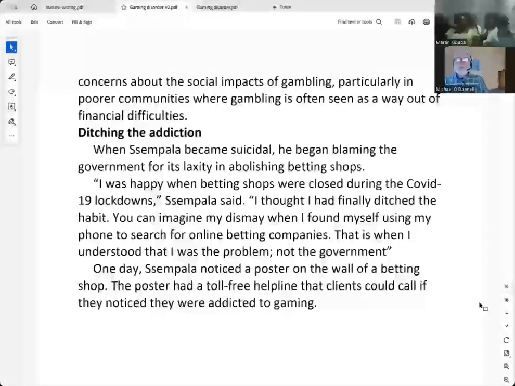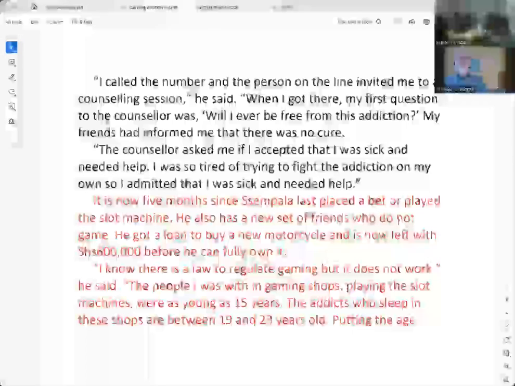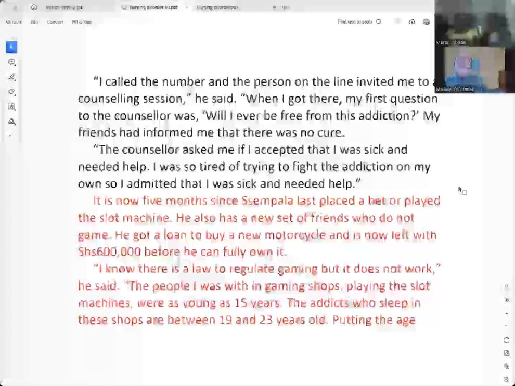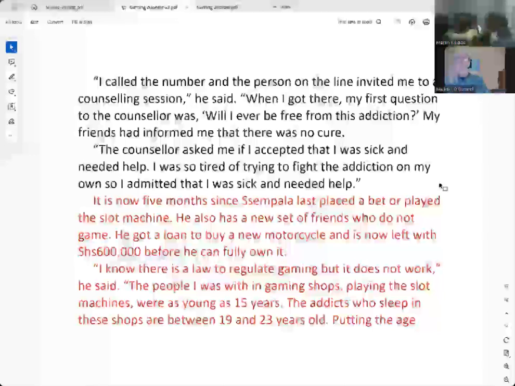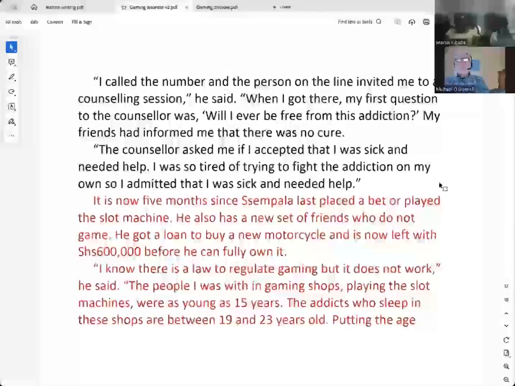One day, he noticed a poster on the wall of a betting shop. The poster had a toll-free helpline that clients could call if they noticed they were addicted to gambling. I called the number, and the person on the line invited me to a counseling session. My first question was, will I ever be free of addiction? The counselor asked me if I accepted that I was sick and I needed help. I was so tired of trying to fight the addiction on my own. So I admitted I was sick and needed help.